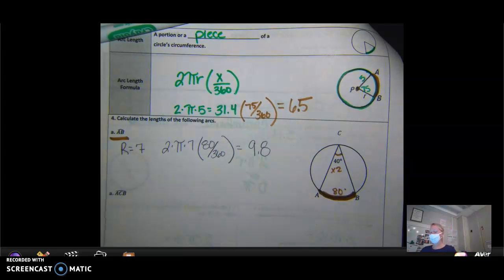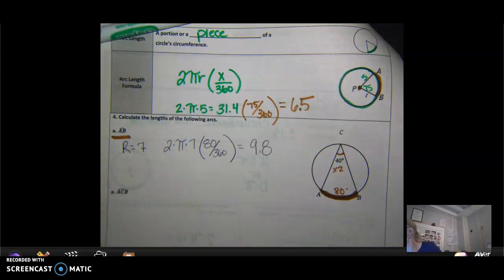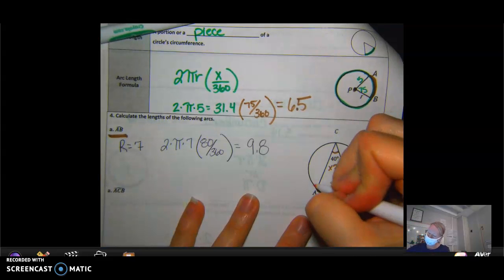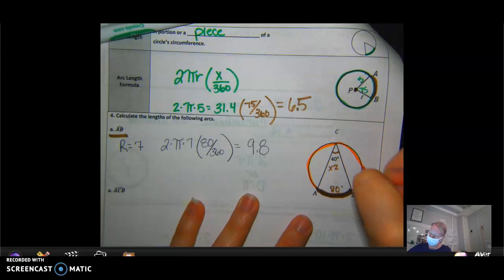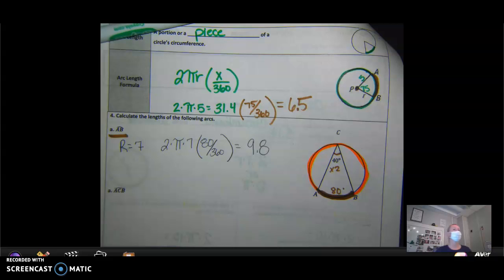Okay. Look at this next one. It says arc A to C to B. They are actually wanting you to follow the letters. They want you to start at A and go up to C and up to B. They're wanting that orange arc. Okay? Two ways I could do this. What is one way?